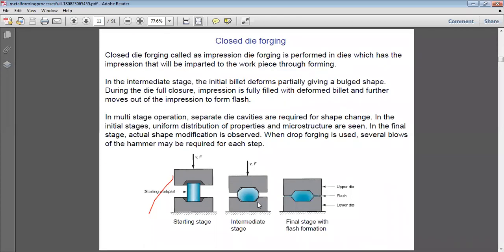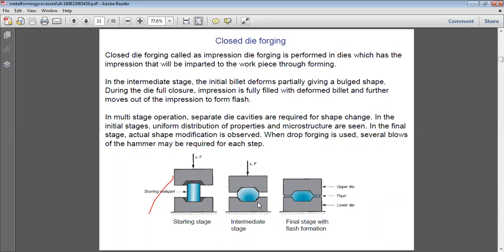Then it is your closed die forging. So closed die forging, also called impression die forging, is performed in dies which have the impression that will be imparted to the workpiece through forging. In this case, it is impression die forging, and it is done with the help of dies, and the die has the cavity or the impression that is to be imparted to the final product in this case.